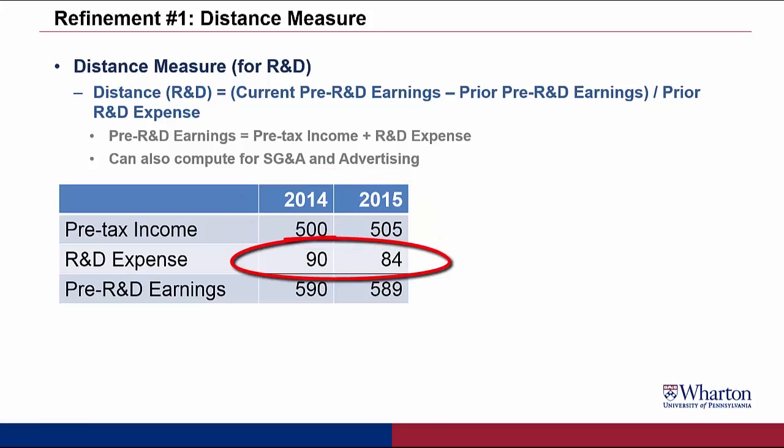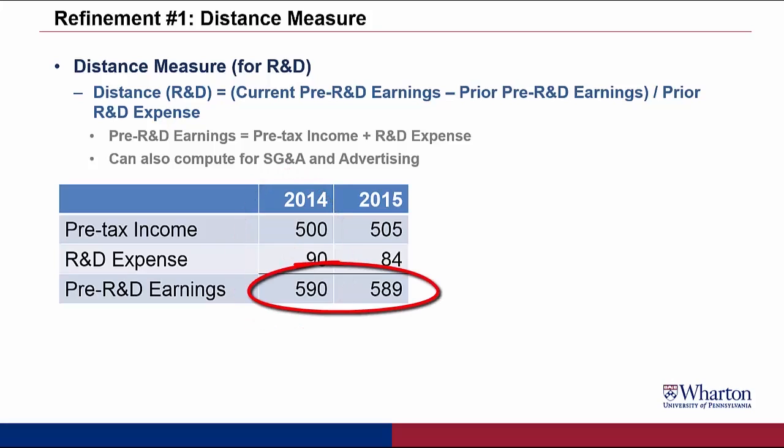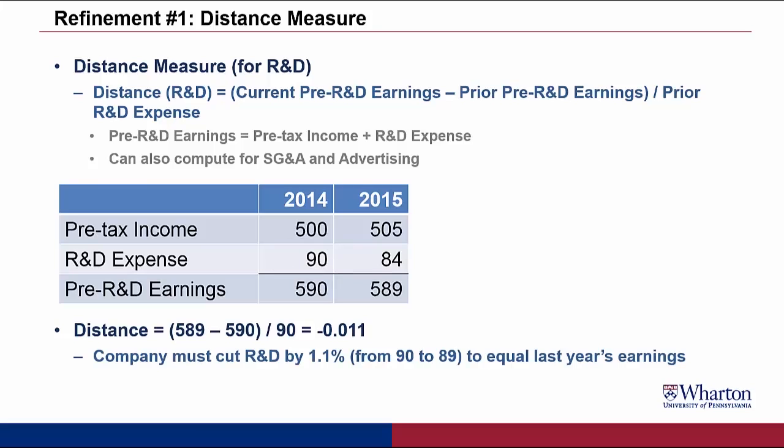R&D expense was 90 and then 84. So if we add pre-tax income and R&D expense, we get 590 in 2014 and 589 in 2015. So the distance measure in this case would be 589 minus 590 divided by the prior R&D expense of 90, which is negative 0.011. The way to interpret that is the company would need to cut R&D by 1.1%, say from 90 to 89, to equal last year's earnings.